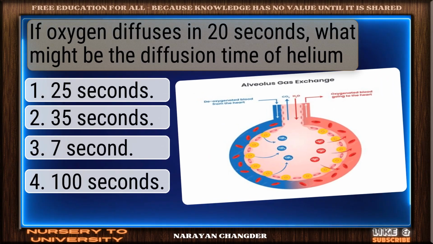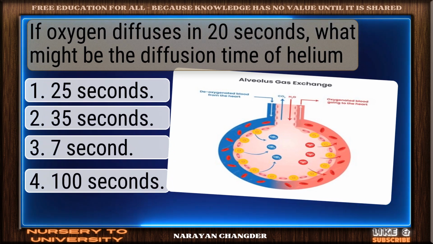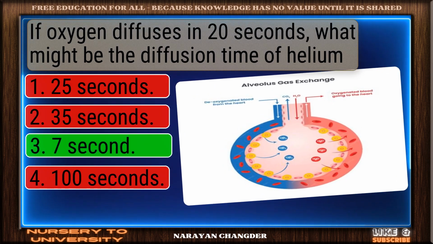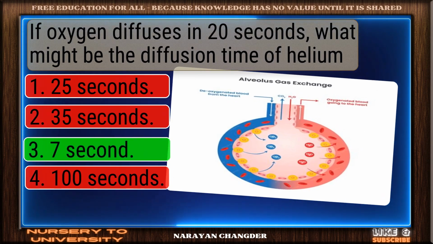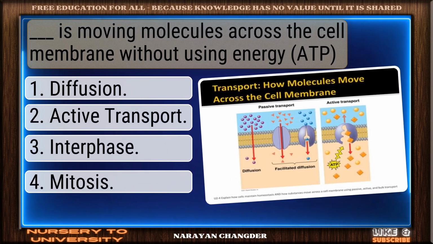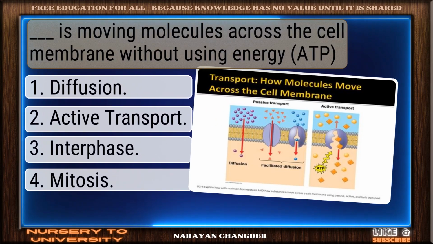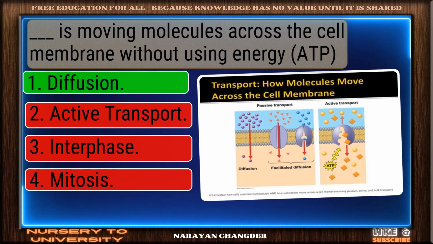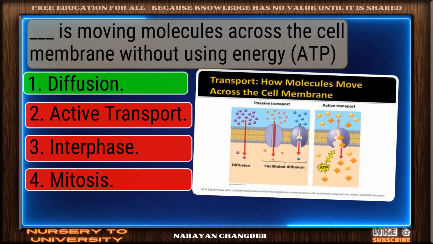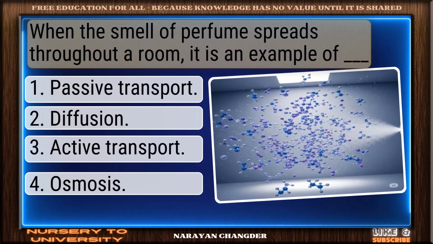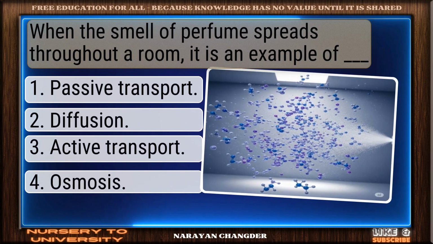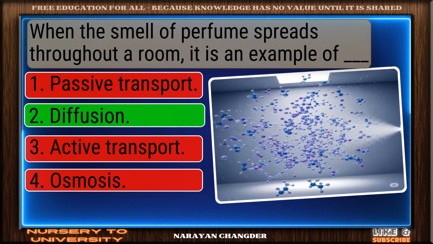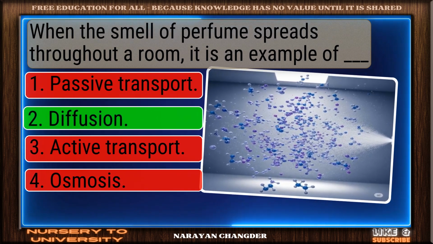If oxygen diffuses in 20 seconds, what might be the diffusion time of helium? Nice work. You chose 7 seconds, and it is correct. Dash is moving molecules across the cell membrane without using energy. Good job. Your answer, diffusion, works well here. When the smell of perfume spreads throughout a room, it is an example of dash. Well done. Diffusion is the right choice.